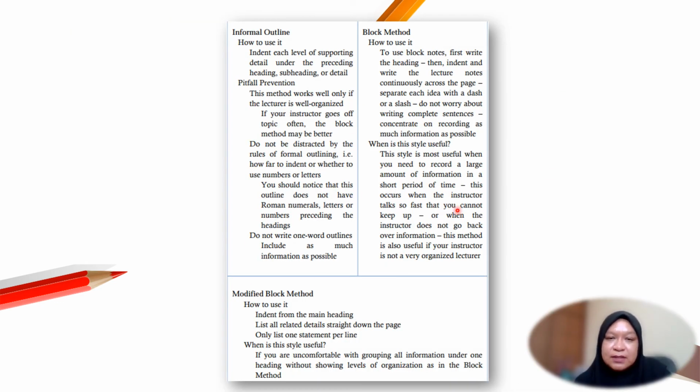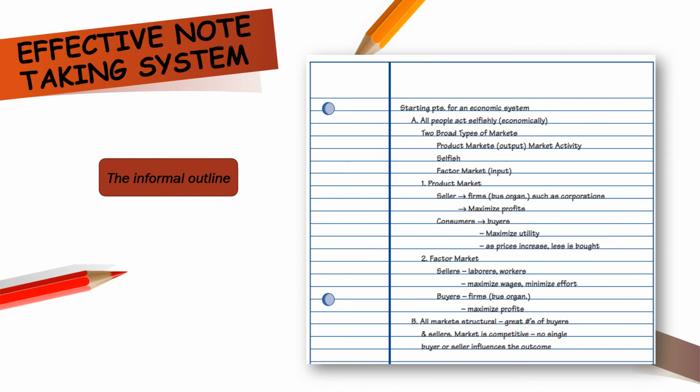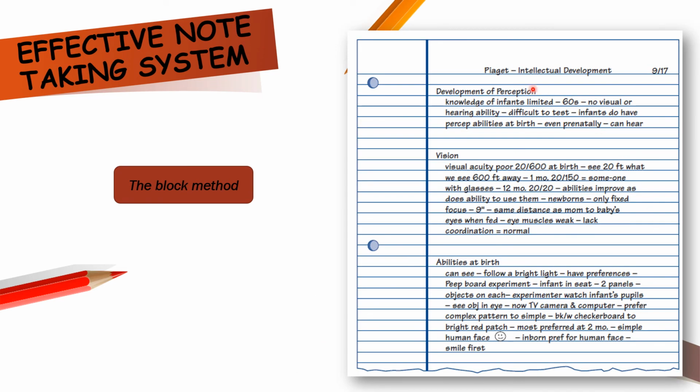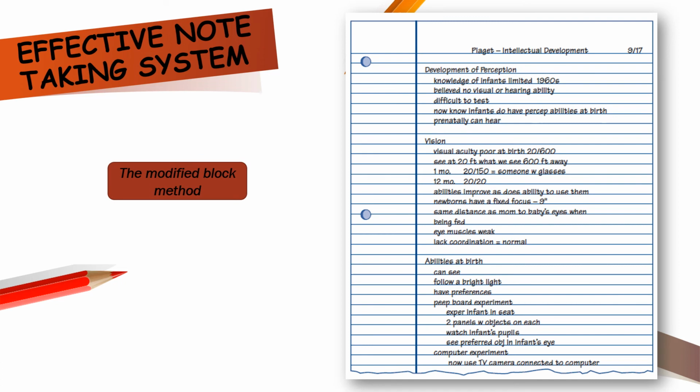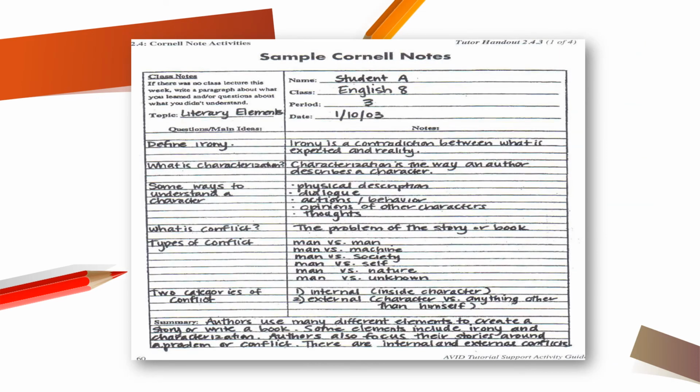So this is the example. Here we have an example of the informal outline, how they outlined it. The block method is similar too. This is the point, and then they put dashes for the information. So this is the modified block method. How you fill it in and write it is up to you, as long as you understand it and it's easier for you. You are the one who knows which type is best for you.